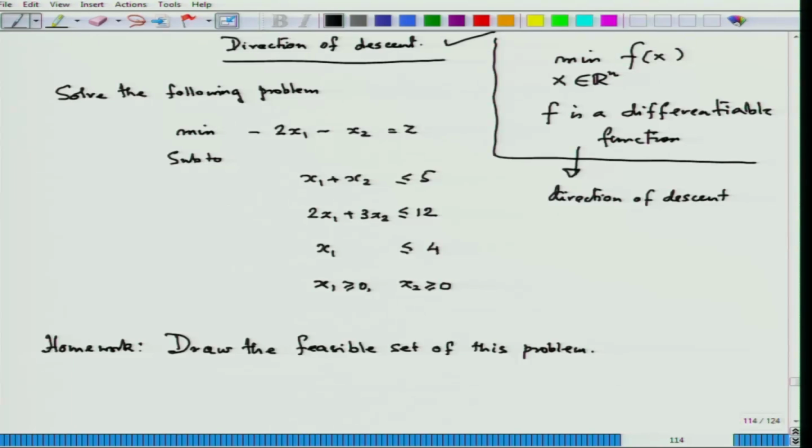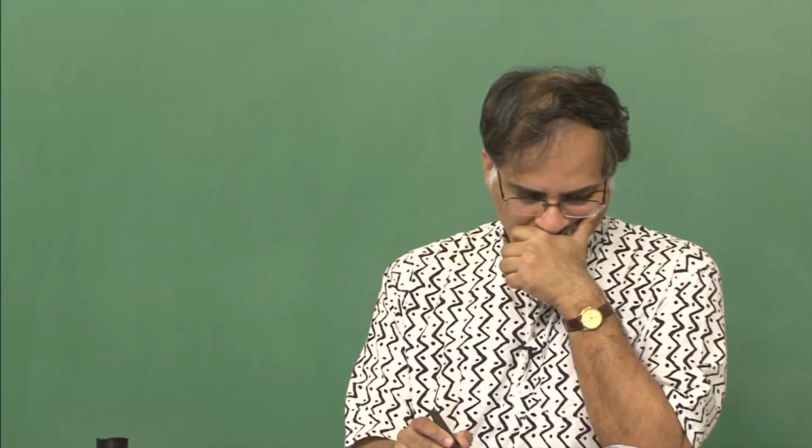The important part here is that I have also given you homework: to take this optimization problem, a linear programming problem in 2 variables but 3 constraints, and draw the feasible set of this problem. I hope you have tried it out. After we do the direction of descent, we will try to solve this problem.